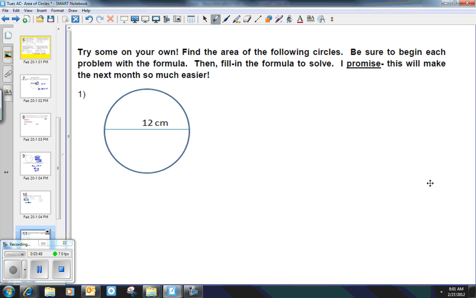Here's a circle with a diameter of 12 centimeters. That means we have to cut the diameter in half to find our radius. So radius equals 6 centimeters. And what you're going to need to do on all your problems is put in the formula first. Area equals pi r squared. Then you're going to fill in your formula. You could do this in either 1 step or 2 steps. That is up to you.